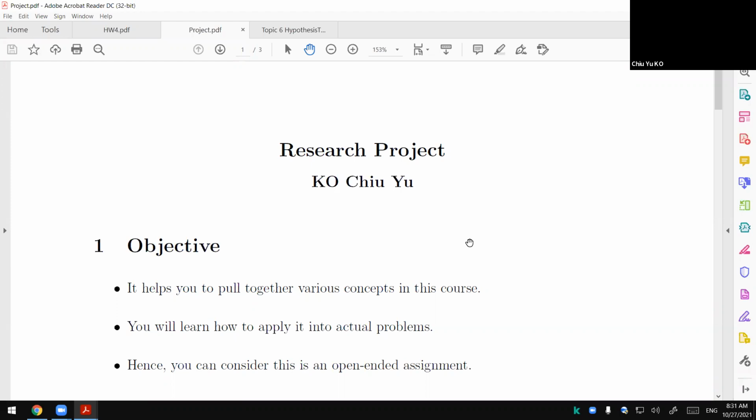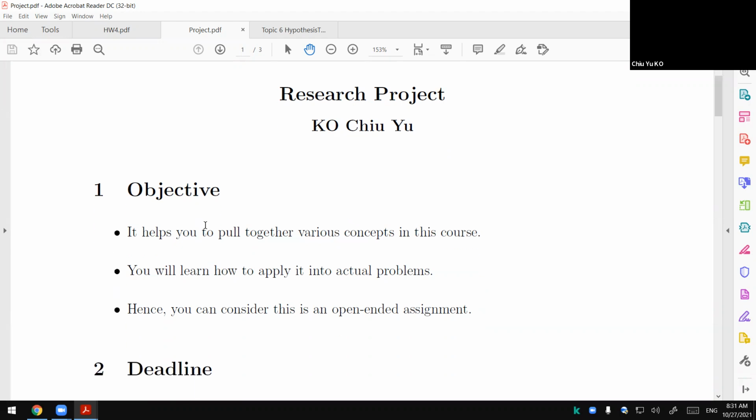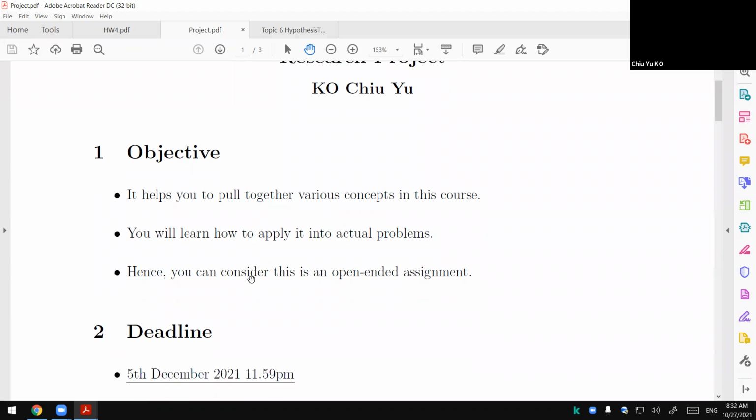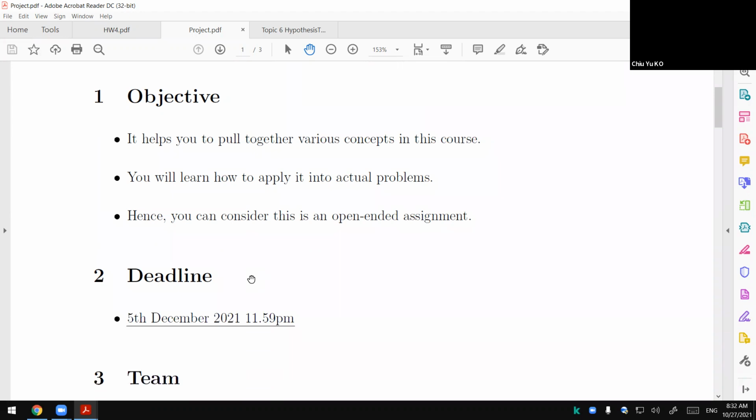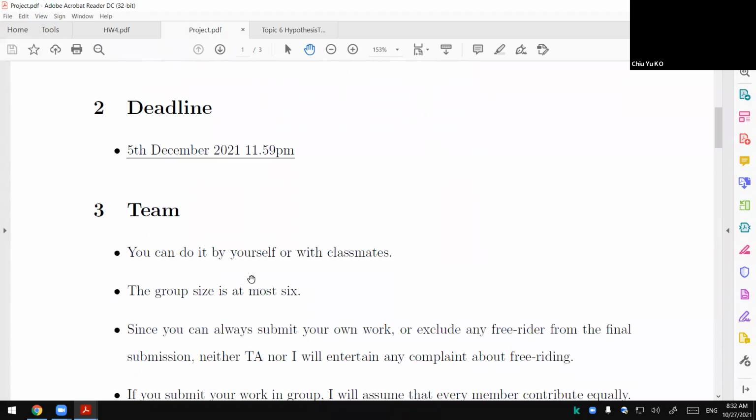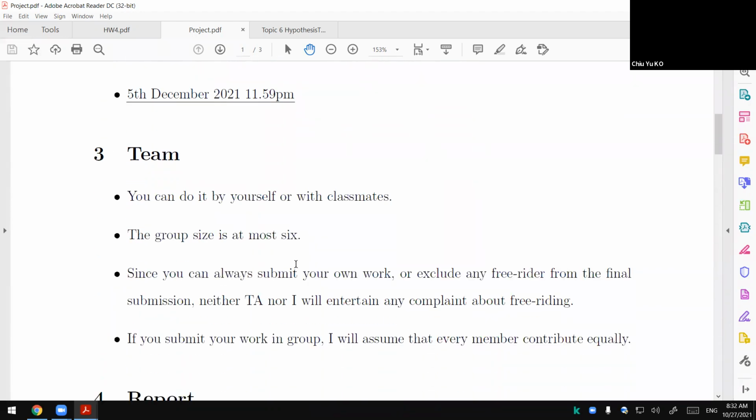So let me go over this document with you. This is already on Blackboard. I just try to have this project apply to some actual problem. It's an open-ended assignment, and the deadline will be, I think, after the end of the 13th week. You can do it on your own, or you can do it in a group. Of course, you may want to do it in a group because the question you're doing is big, so that you can combine other people's strengths.